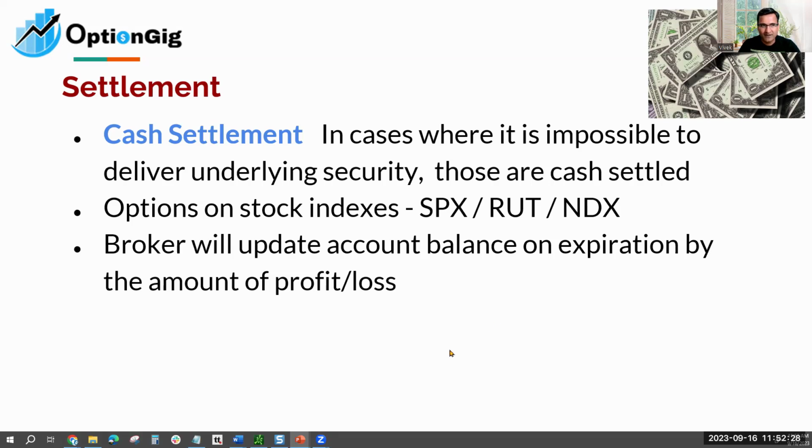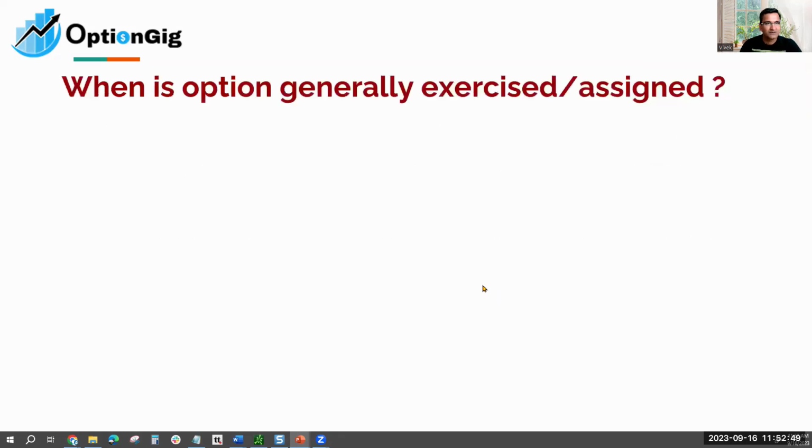In physical settlement, you will see that your portfolio constitution has changed because you got some SPY or some shares, or some shares were taken away from you. But in the case of tickers that are only cash settled, it's only the exchange of the dollar value because you can't sell or buy the underlying.